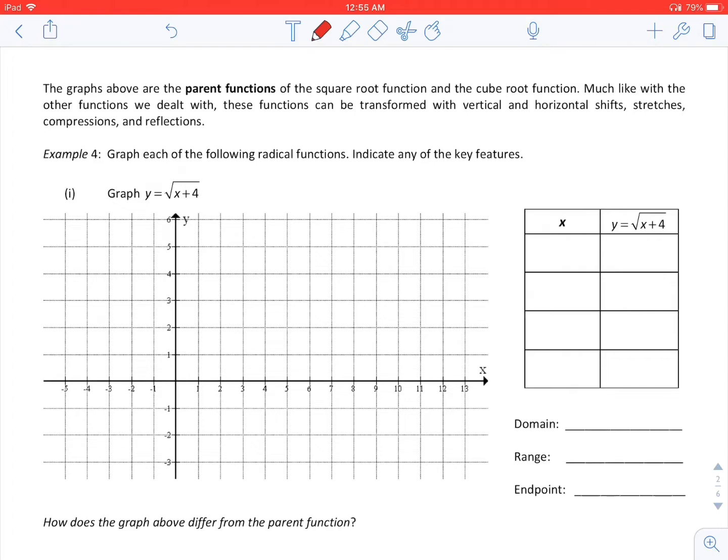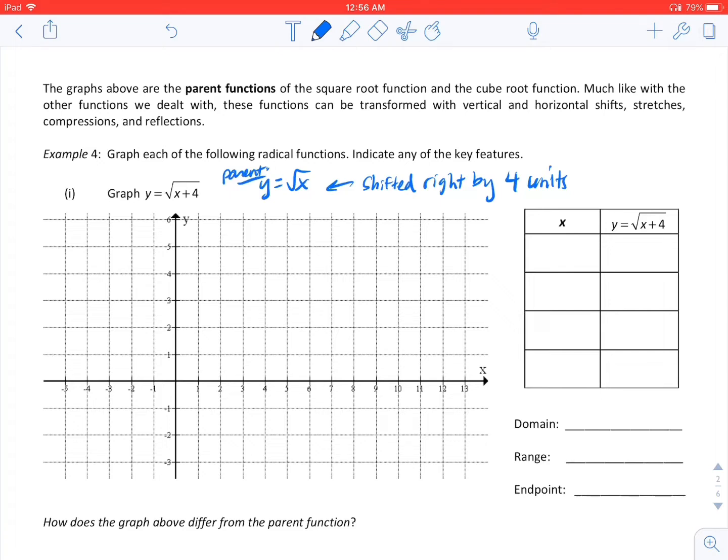So let's go to the back just a little bit. Example 4, where we're asked to graph y equals the square root of x plus 4. We should recognize that what that will look like is the graph of y equals the square root of x, that's the parent function, shifted left 4 units, which means subtract 4 from the x values.